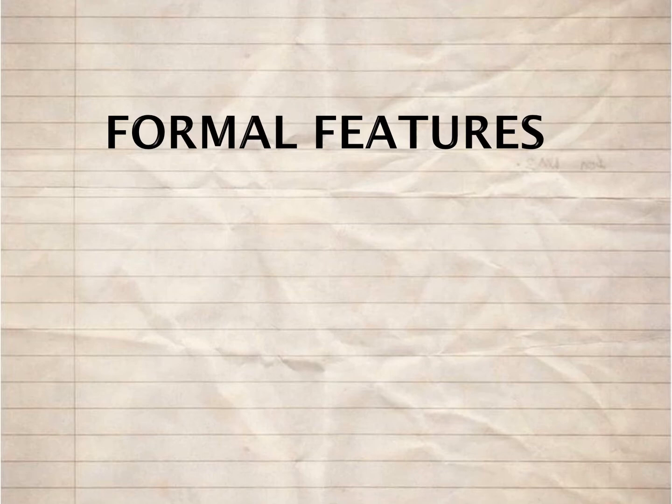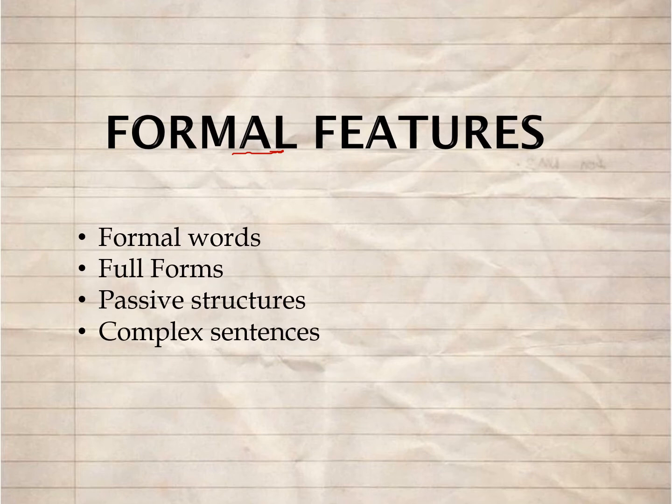Now, after that, we need to put what are the formal features. That means if you want to write a formal email, what are the main features in your email? These are: first, you need to use formal words, full forms, and this is very important. You have to use the passive structure, and in another lesson I'm going to speak about passive. This is very important. We're going to have another lesson about the passive structure. Then you have to use complex sentences.